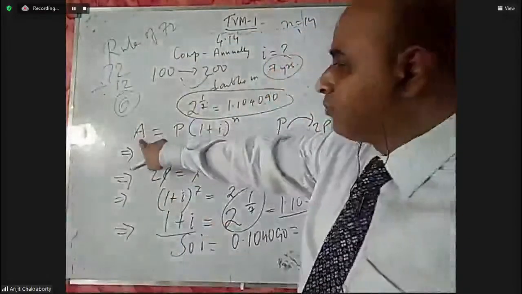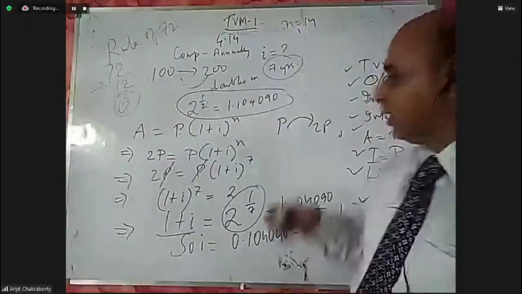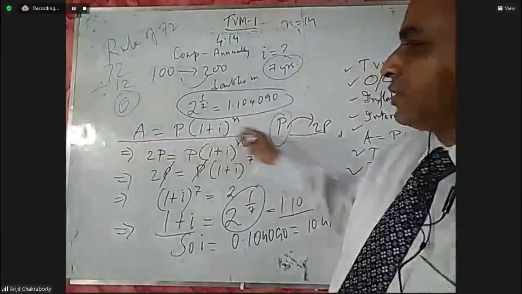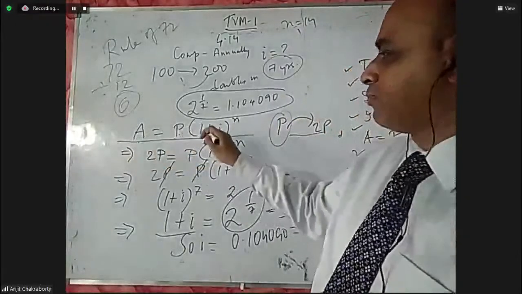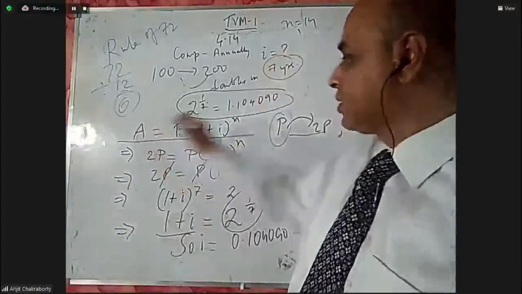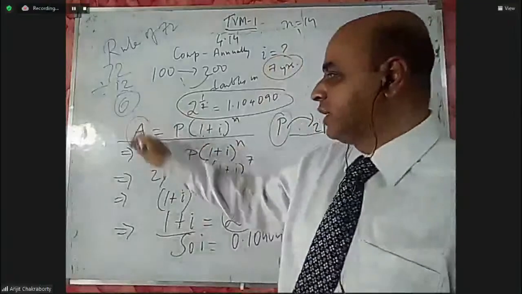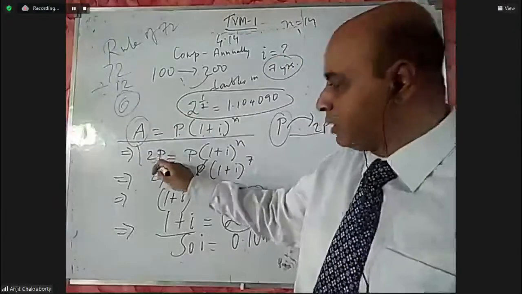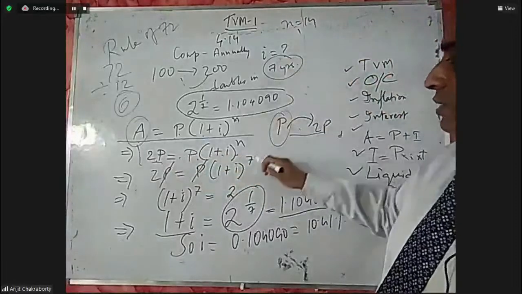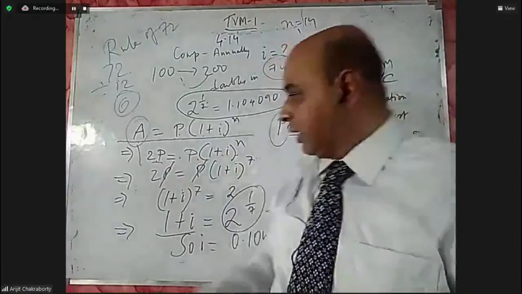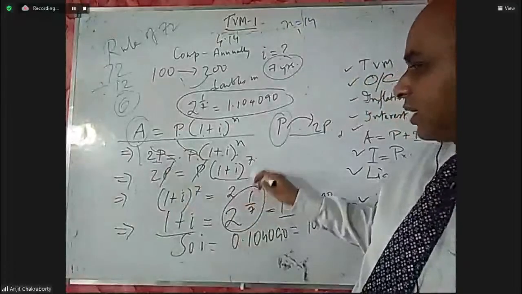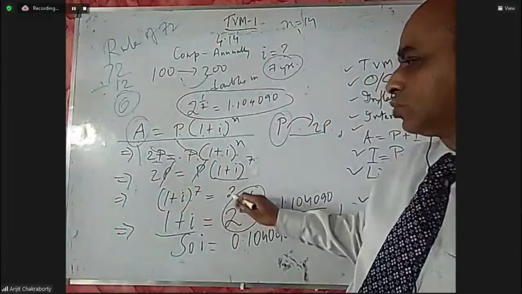Please see, the amount becomes 2 times of the principal, right? The principal becomes 2p. So the formula we know is amount is equal to principal multiplied by 1 plus i to the power n. This amount is nothing but 2p. So I'm substituting A by 2p. I'm getting 2p equal to p into 1 plus i to the power 7, because the duration is 7. Conversion period is 7. So p and p are getting cancelled. So I'm getting 1 plus i to the power 7 is equal to 2.